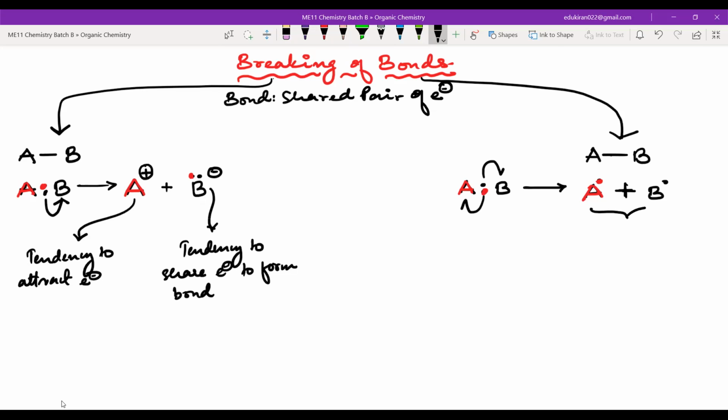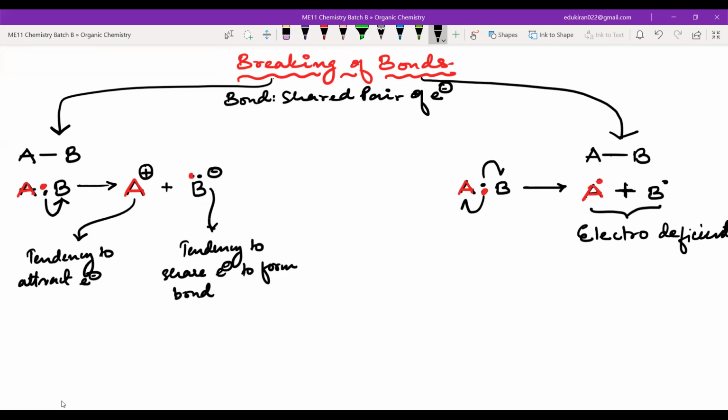So both of these are what? They initially had a bond and then they were stable, but now both of them are electron deficient. So they need electrons. A also needs one electron and it will be stable. B also needs one electron and it will be stable. So both of these are electron deficient.